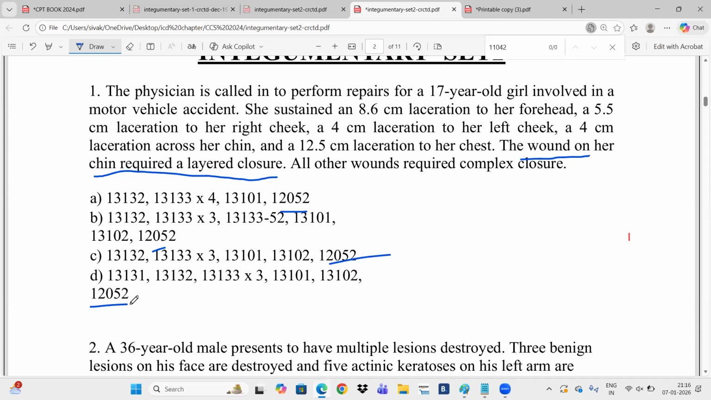So no worry about intermediate. We need to check the complex repairs. How many lacerations remain? Chin, intermediate, leave it. 1, 2, 3, 4 lacerations, correct? Yes, sir. 12.5 centimeter, where was it? Chest. The remaining 8.6 is forehead, 5.5 right cheek, 4 left cheek. Check the anatomic groups. Trunk is separate, and cheek and forehead are in the same group.